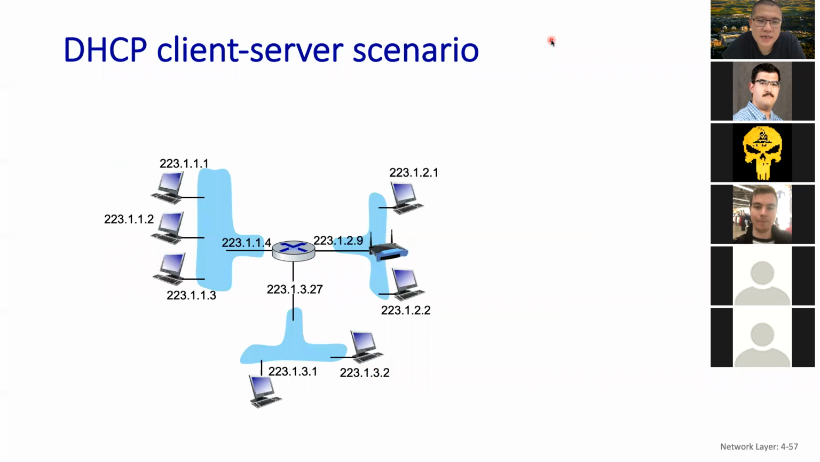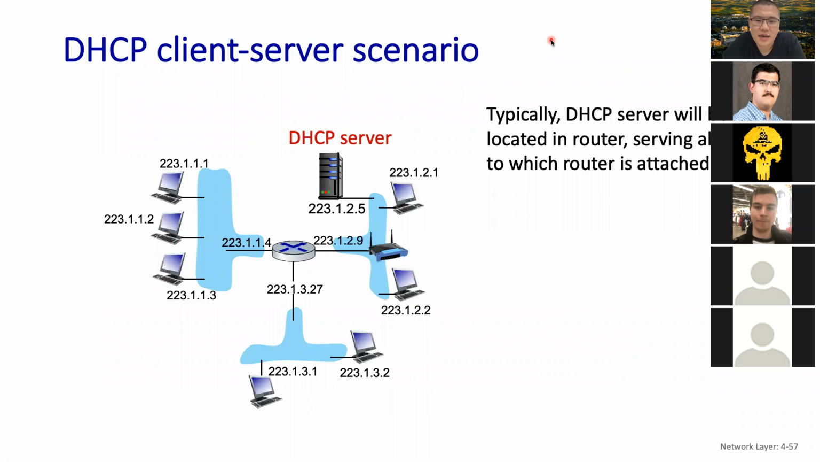Okay, so in the DHCP client-server scenario, when a new device joins, you need to have a DHCP server there, right? Like a DNS server, which we talked about before, how you manage the DNS with the IP address. So here is a DHCP server. And for this DHCP server, you can see it is co-located with the router, serving all subnets to which the router is attached.